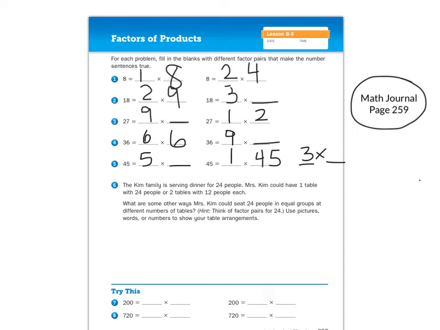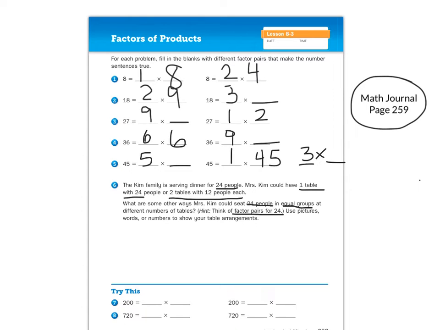All right, the Kim family is serving dinner for 24 people. Mrs. Kim could have one table with 24 people, or 2 tables with 12 people each? What are some other ways Mrs. Kim could seat 24 people in equal groups in different numbers of tables? Think about the factor pairs for 24.